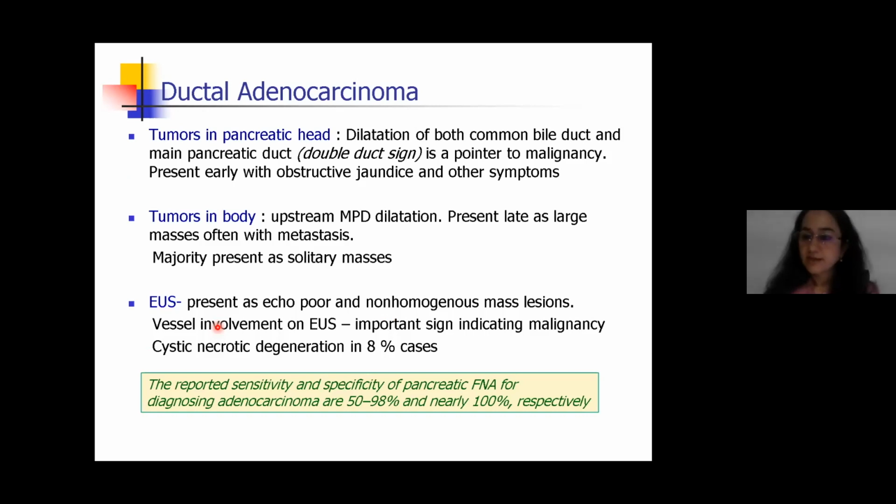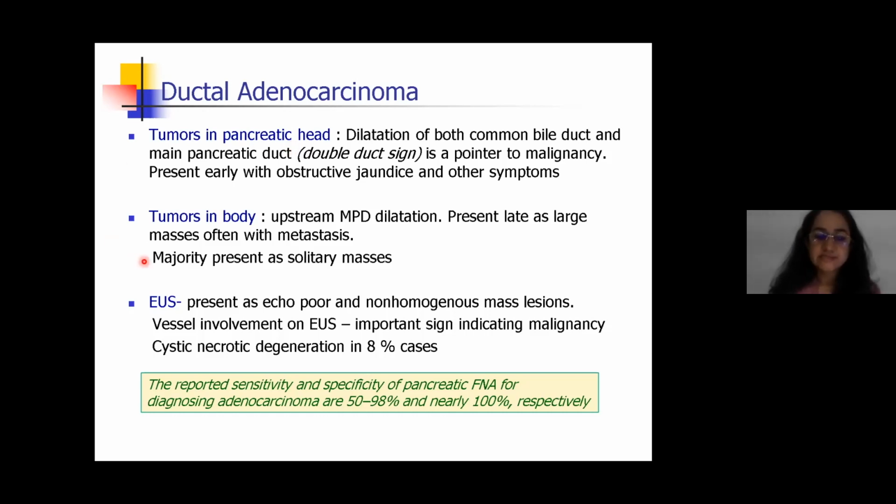We should know a little about the imaging. When a tumor is present in the pancreatic head, usually it causes dilatation of both the common bile duct and the main pancreatic duct, the double duct sign, as was seen in this case also, and it is considered to be a pointer to malignancy. These patients present early with obstructive jaundice in the pancreatic head. Tumors in the body present late as large masses and often with metastasis.